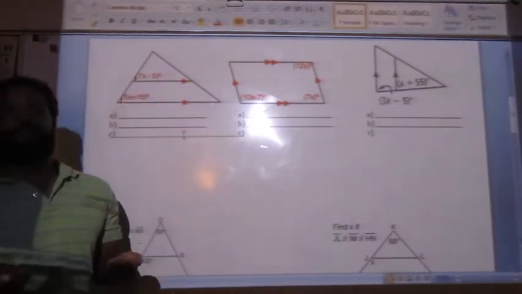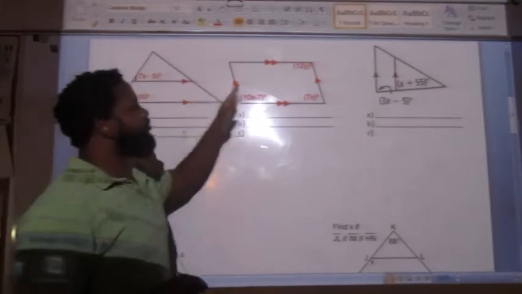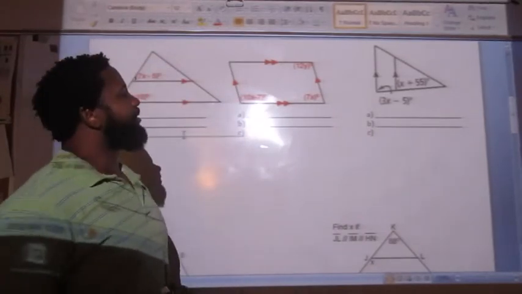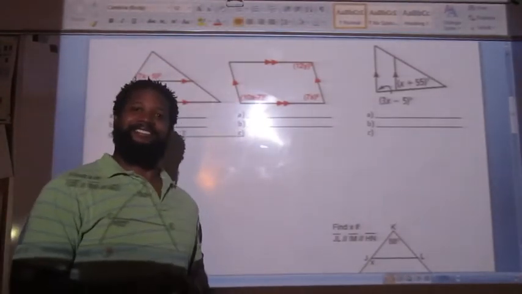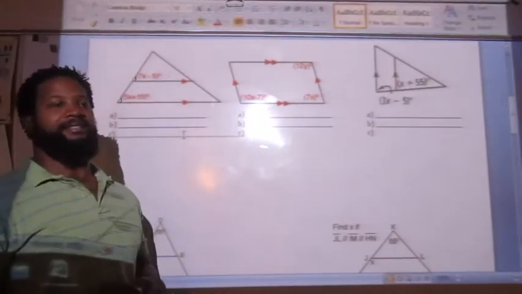What is that? Corresponding. That's corresponding, okay? So both of these would be corresponding. And this one right here? That would be alternate interior. Would it be AI? Yeah, alternate interior.